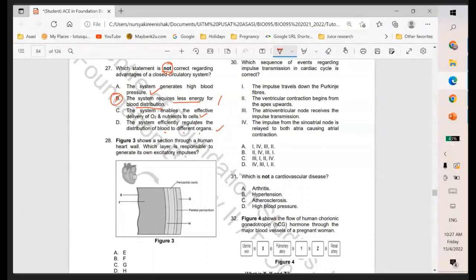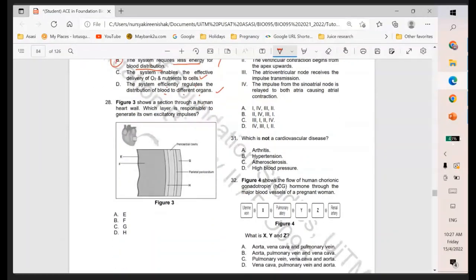For question 28, figure 3 shows a section through a human heart wall. Which area is responsible for generating its own excitatory impulses? My answer is B, which is the myocardium. Okay, myocardium, the muscle of the heart. The thick layer tu adalah myocardium, responsible for generating and transmitting impulses. Okay. So kenapa dia cakap kat sini its own excitatory impulse? Kenapa statement dia tulis its own ni?